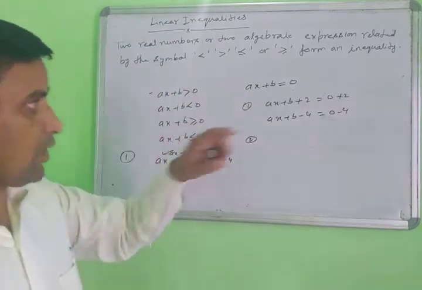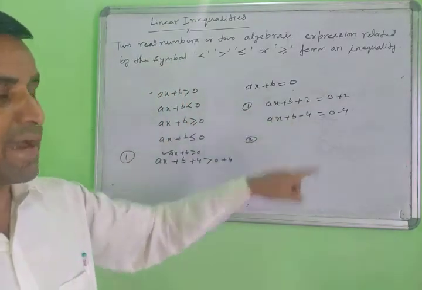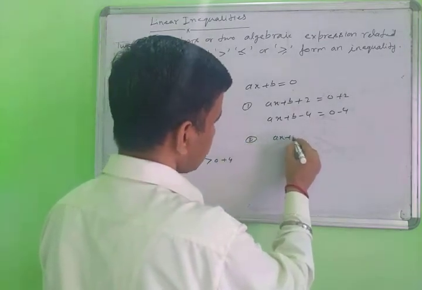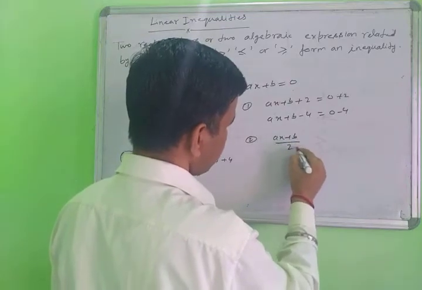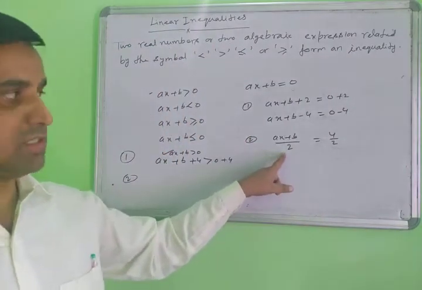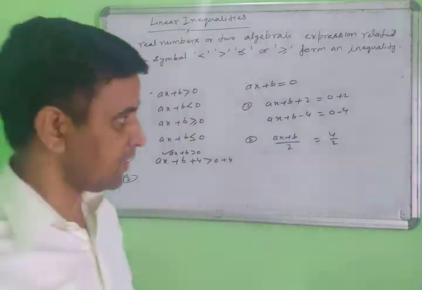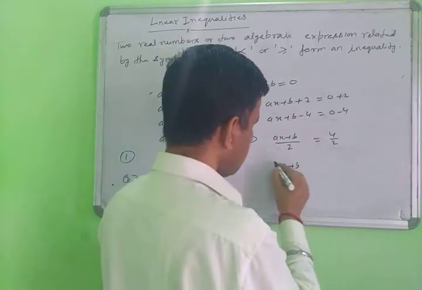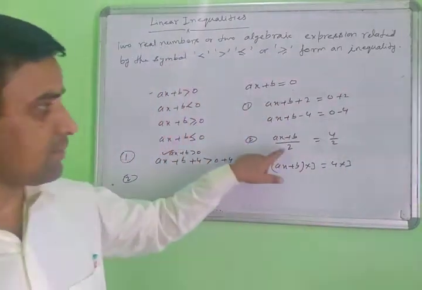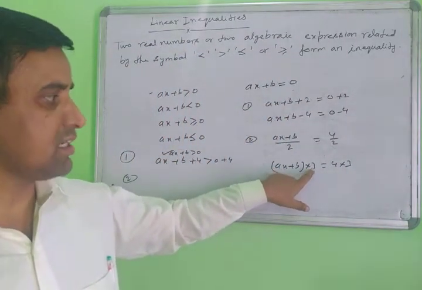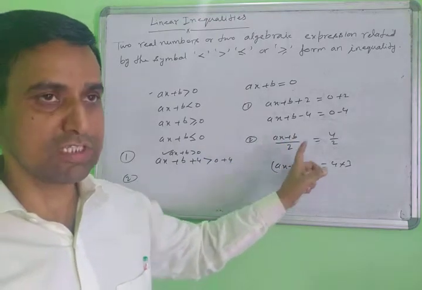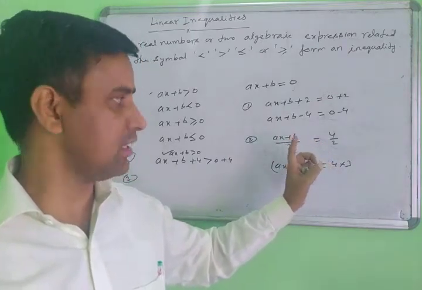Second rule: when you multiply or divide by any positive number, suppose you take ax plus b on both sides and divide by 2, so 4 divided by 2. Or suppose ax plus b multiplied by 3 and 4 multiplied by 3. When you multiply or divide by any such number, the value of the inequality is not changed and the sign of the inequality is not changed.